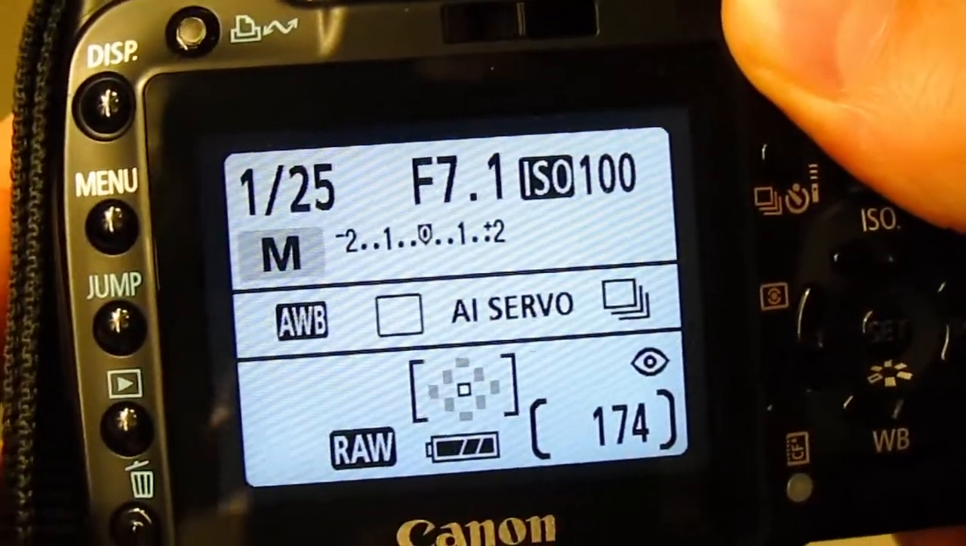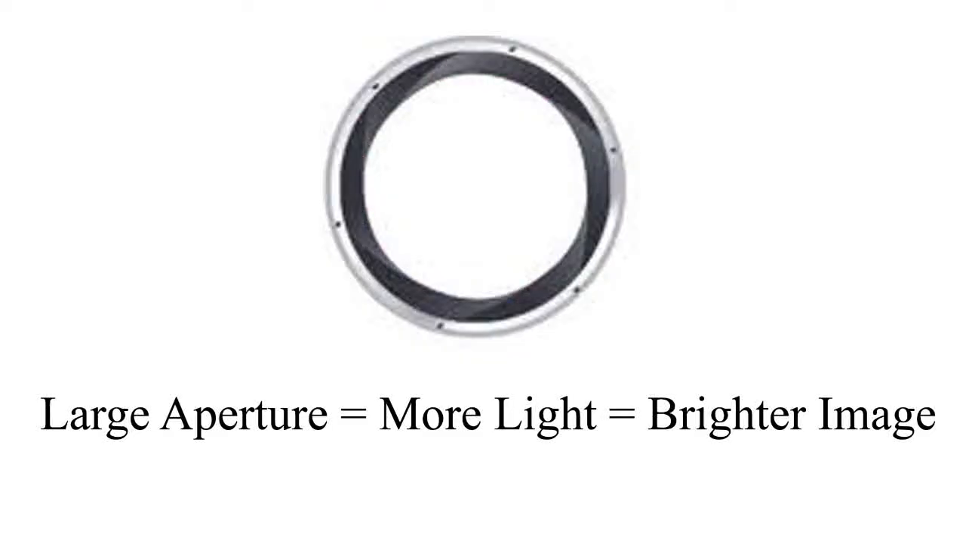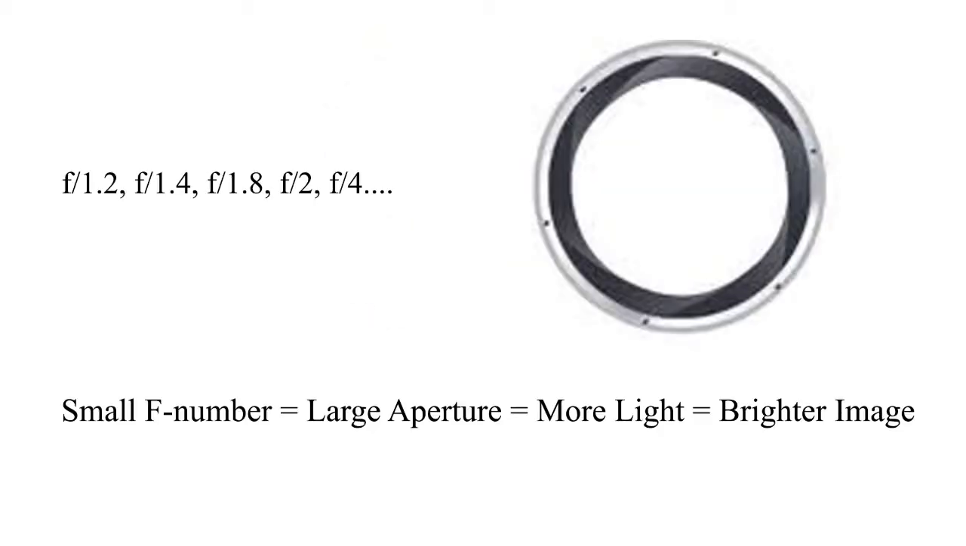Most apertures are signified by an F number, such as f4 or f8. The specific F number you use is not as important as the relationship between smaller and larger numbers, and I'll tell you why. Remember when I said a larger aperture lets more light in and therefore creates a brighter image? Well, the smaller your F number is, the larger your aperture is. That's right, small number equals bigger aperture equals more light equals brighter image.